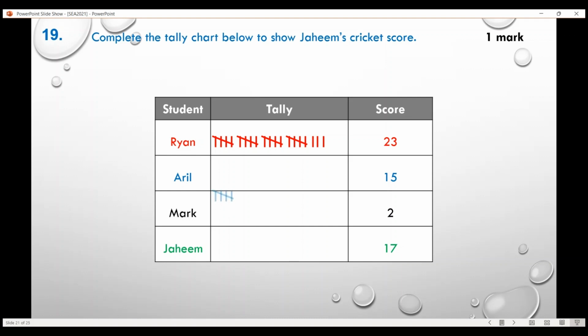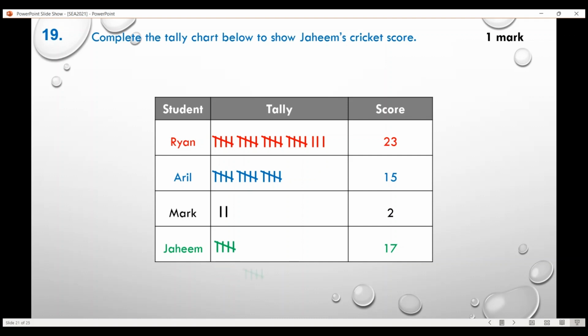So they gave us the tally for Ryan. For Ariel, they also gave us the tally 1, 2, 3, 4, and one more is 5. 5 and 510 and 515, they gave us that. For Mark, they gave us 1, 2 strokes. And the question is really asking us, complete the tally chart. So what is happening is this is a column, and this table was given with this information, and they're asking, what is Jahim? Jahim is 17. So we can add 5.